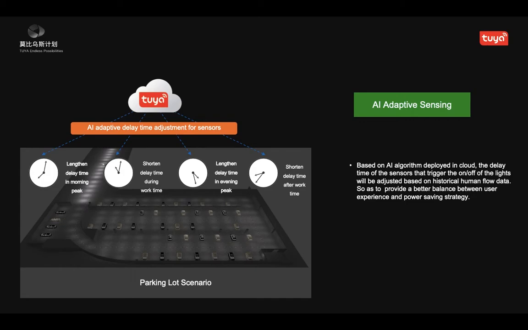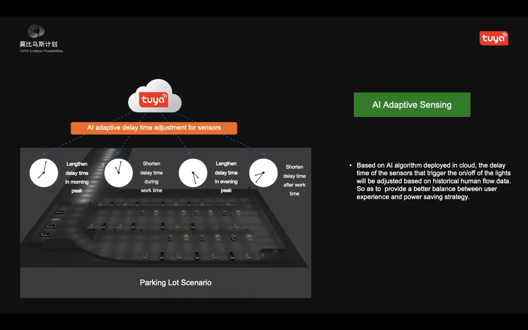This is a feature called AI adaptive sensing. It needs to work with sensors that support delay time configuration. For example, in a parking lot, a sensor is configured to trigger the on or off of a light. When a car is detected, the light is turned on. After a predefined delay time, for example, 60 seconds, the light is turned off.